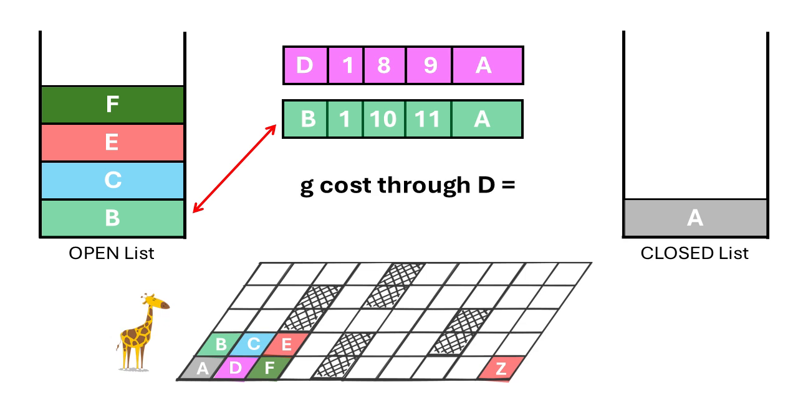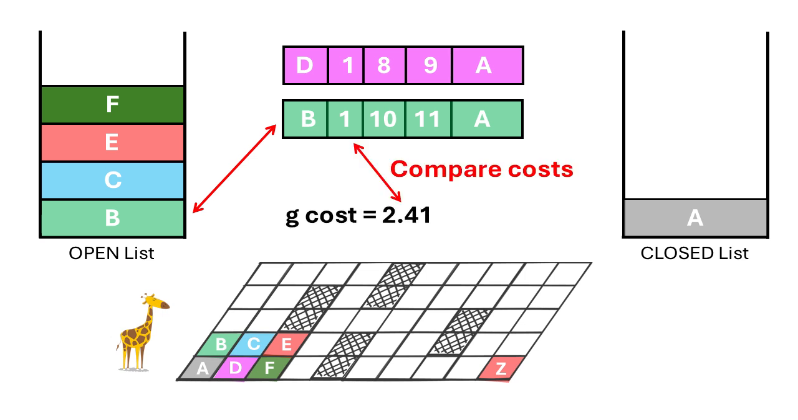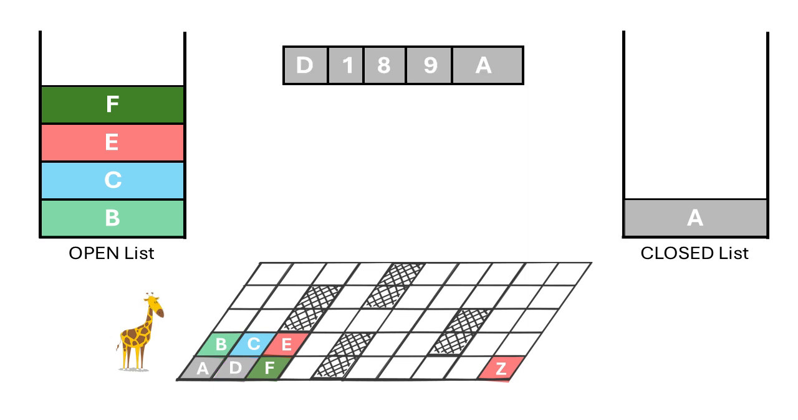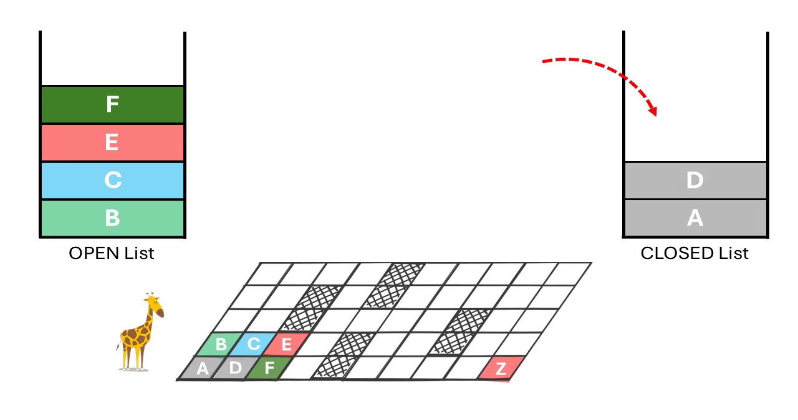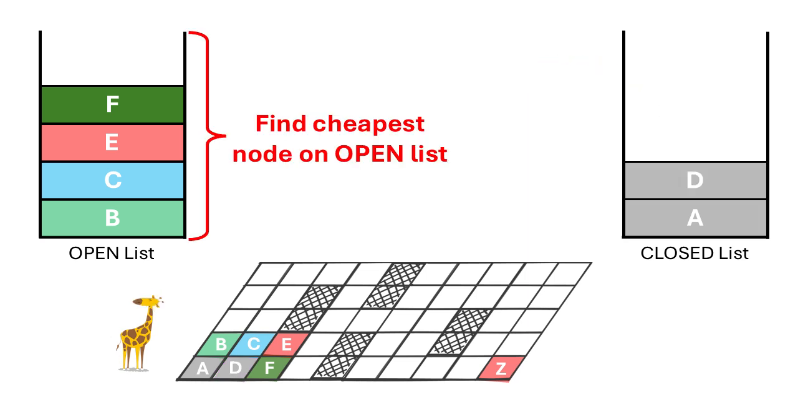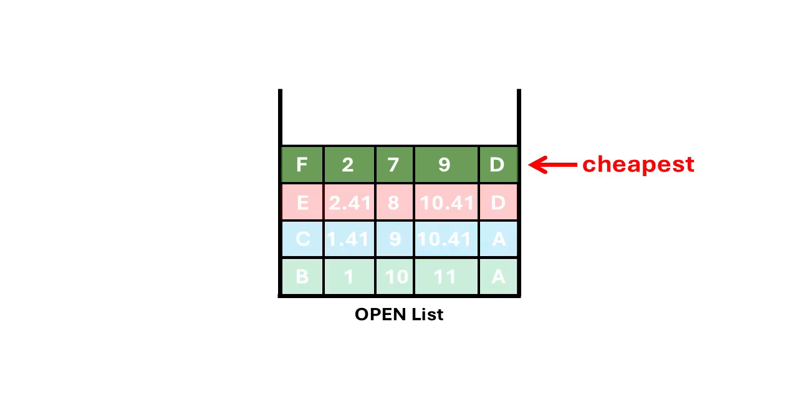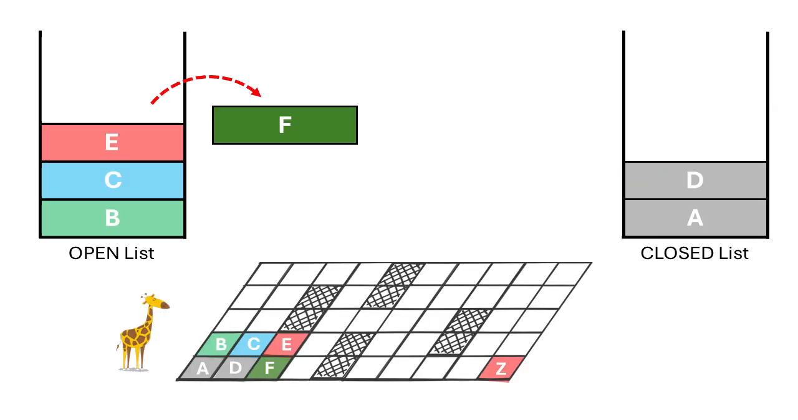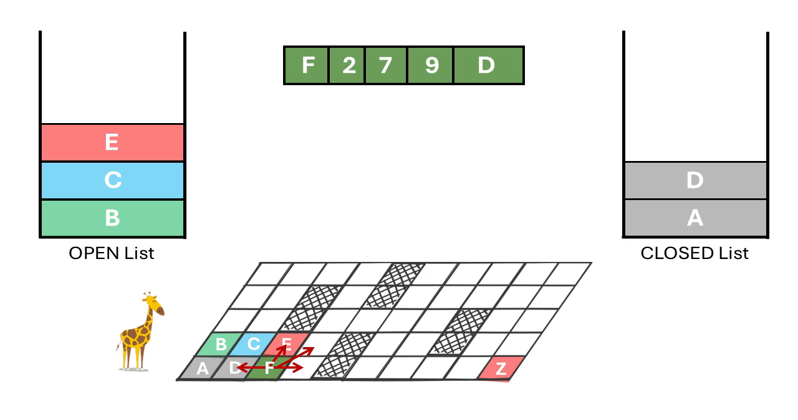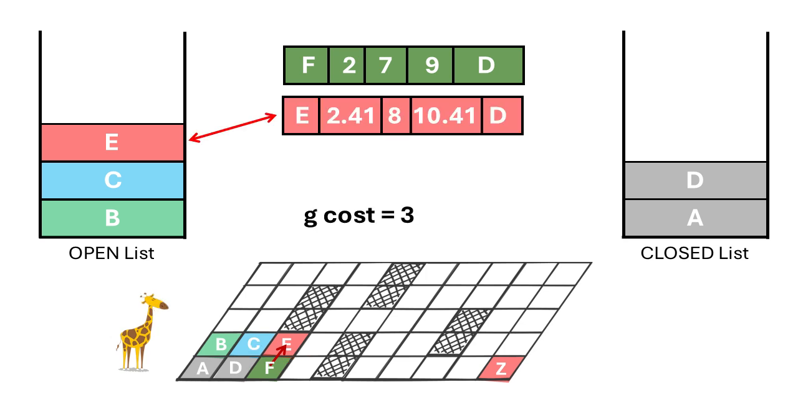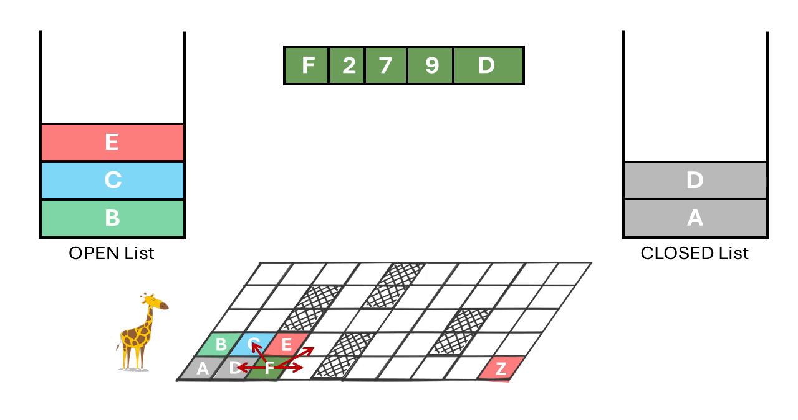Node B already exists and is on the open list. Calculating the G cost through node D to node B is more expensive than going through its current parent, so we can ignore this neighbour. Node D has now been fully expanded, so we can move it across to the closed list. We haven't found the target yet, so we need to get the best option from the open list, which is node F. There are 5 neighbours from node F, the first of which is node E, which is already on the open list. Going to node E through node F is not a better route, so we ignore this neighbour.